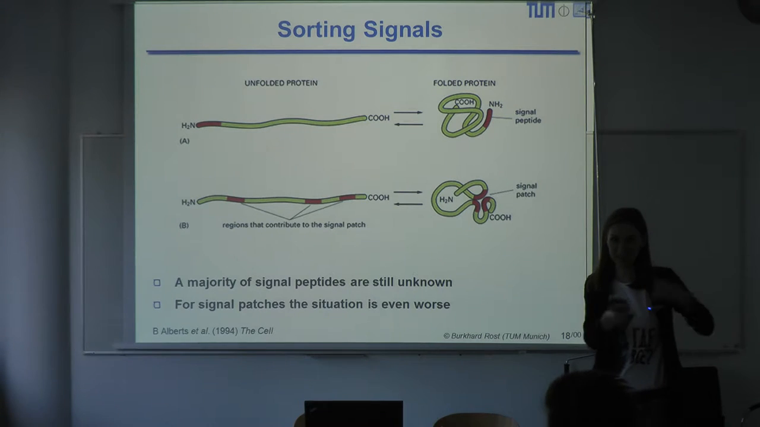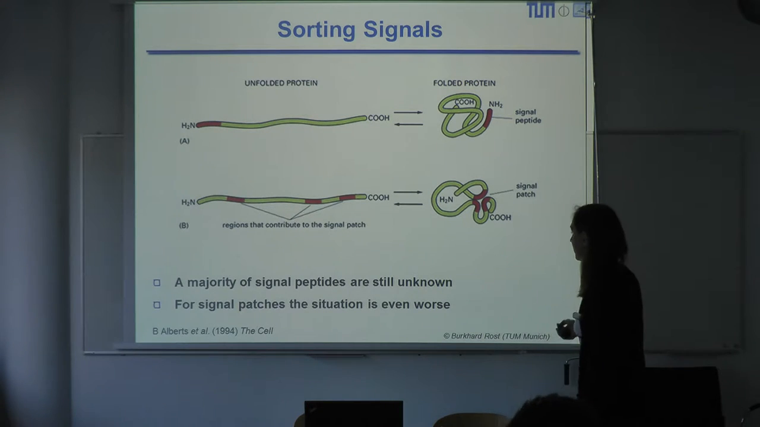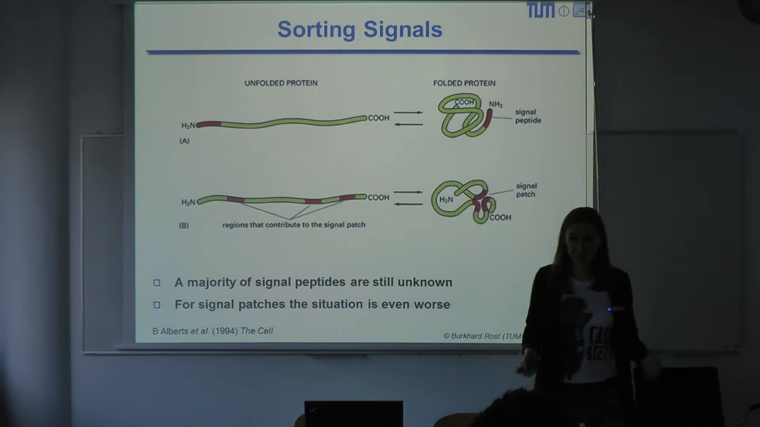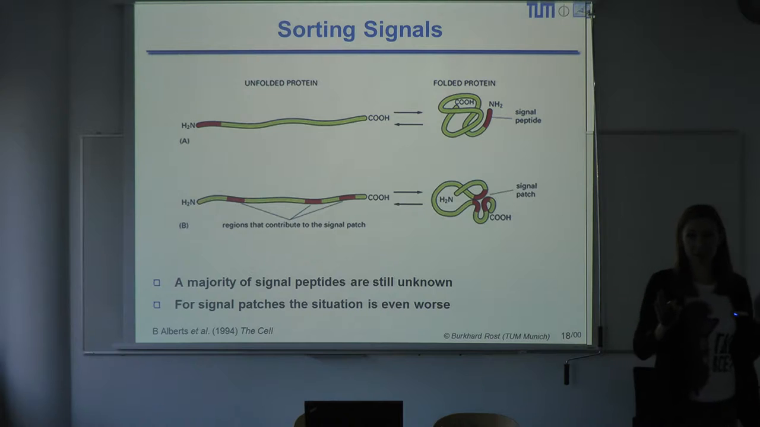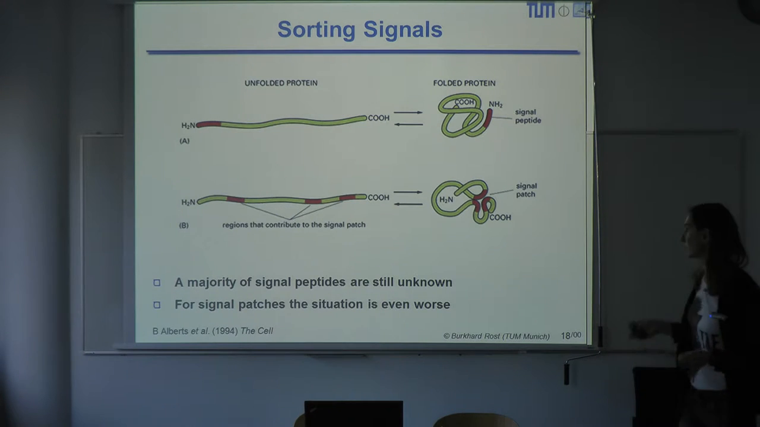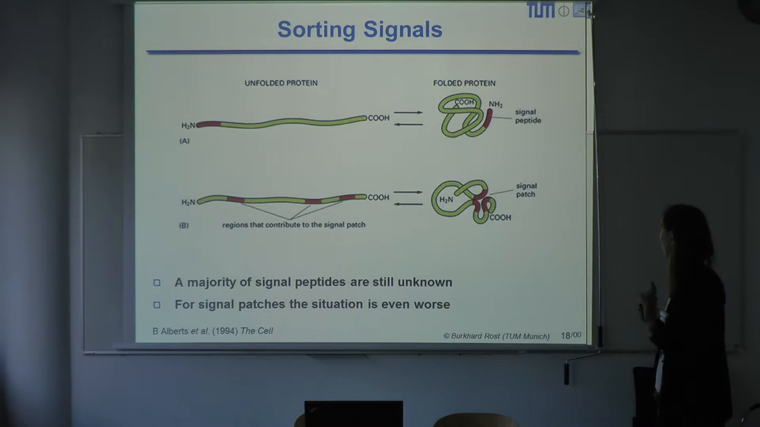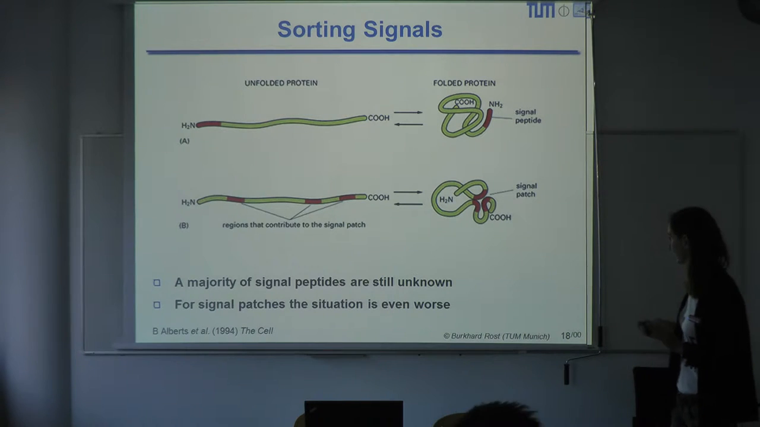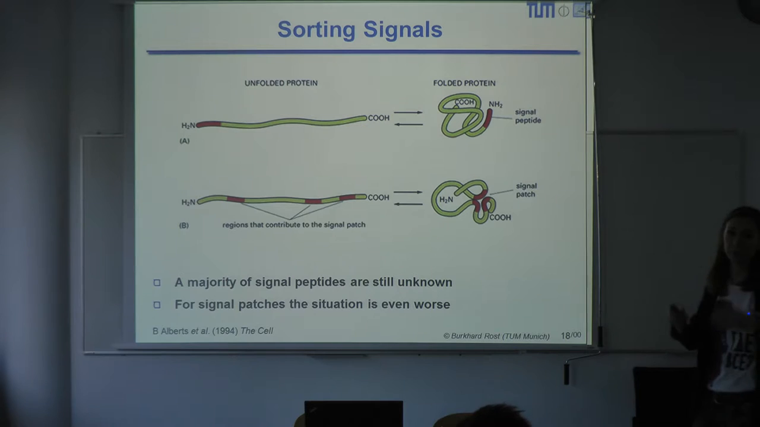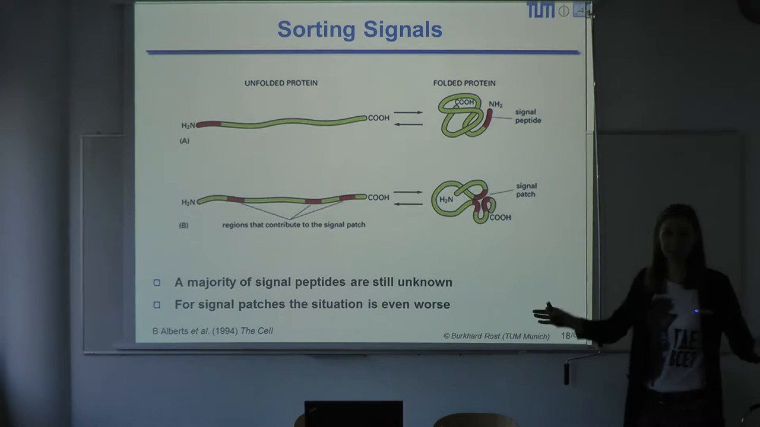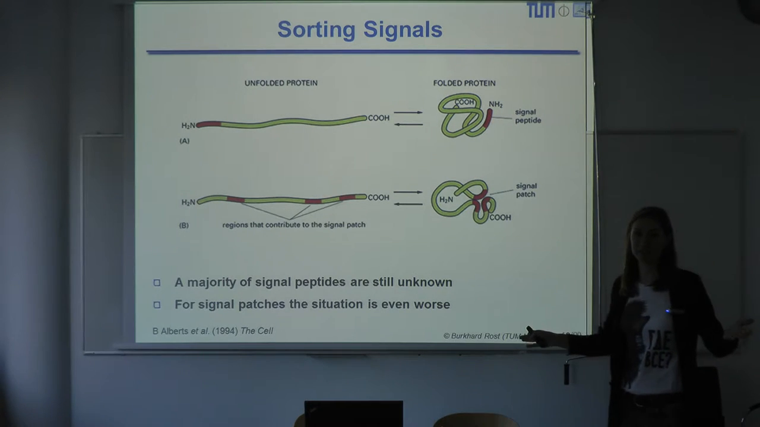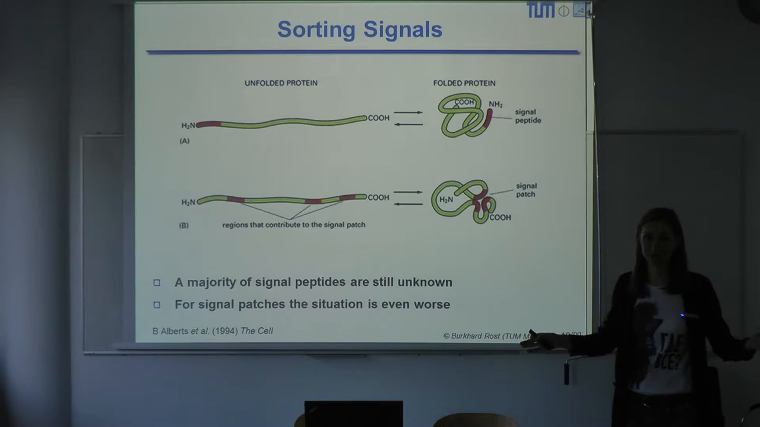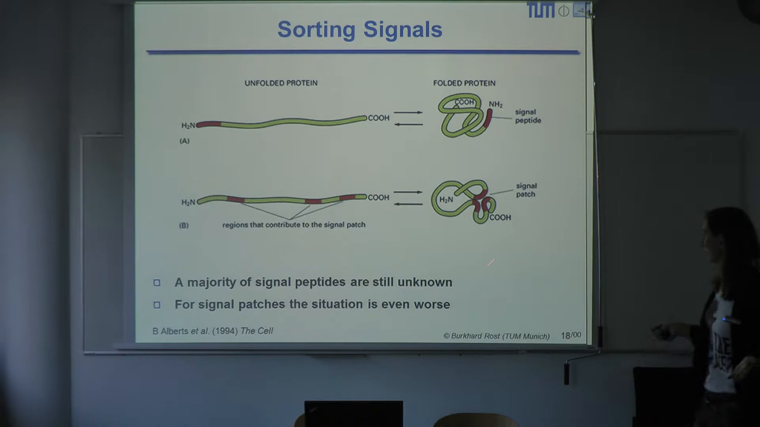Okay? Easy, right? The problem with the signals is that if we know them, then you can predict localization very, very nicely. The problem is that we have to know them. We have to make experiments in order to identify what the signals are. And well, we only have what we know, and it's very likely that the majority of those signals we still don't know, because people just haven't done the experiments yet. And for this kind of guys, the situation is even worse.